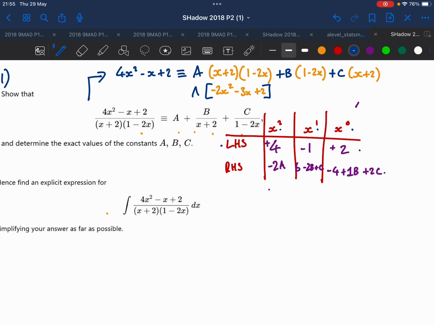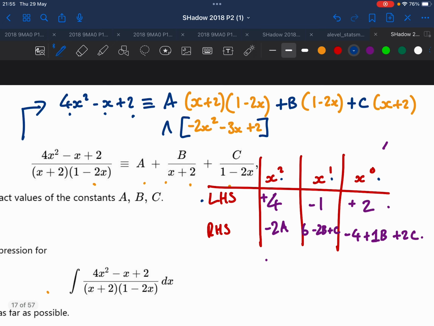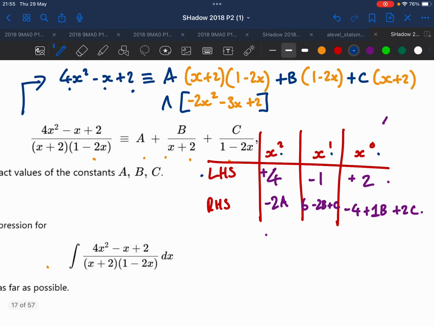This is the left-hand side, so there is a 4, a -1, and a 2. And on the right-hand side, the idea is that these values match. So x squared, for example, x squared can only appear from this value times this value here. And you get -2a lots of x squared. For the x values, that's why I actually sort of expanded this out. It makes this bit a bit easier.